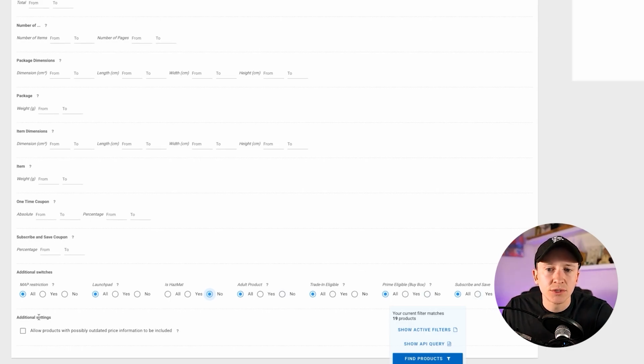And then here is one to allow products with possibly outdated price information to be included. This is something that can, as Keepa shows, if you sort or filter by any offer related data, the results will be restricted to products with a last offer update no older than 3 days unless this checkbox is checked. So if we're looking for things that may be a little bit more outdated, let's see if that changes it much. So 19 went back up to 21. So there's 2 things now that have some outdated pricing information, and maybe we're okay with that. So let's just take a look at these results now based off of everything that we've put in.